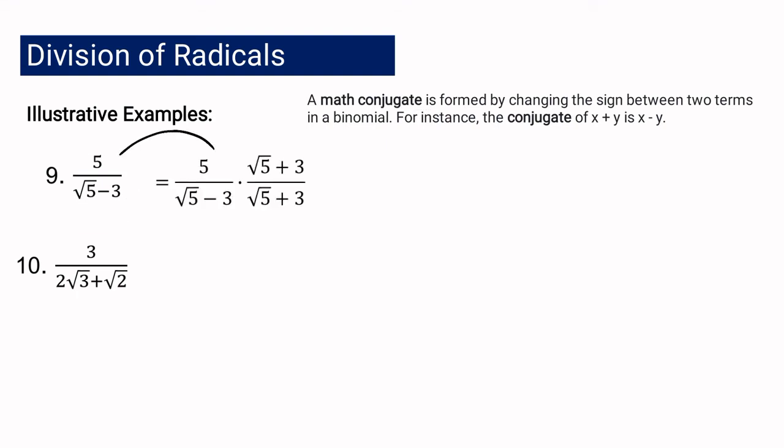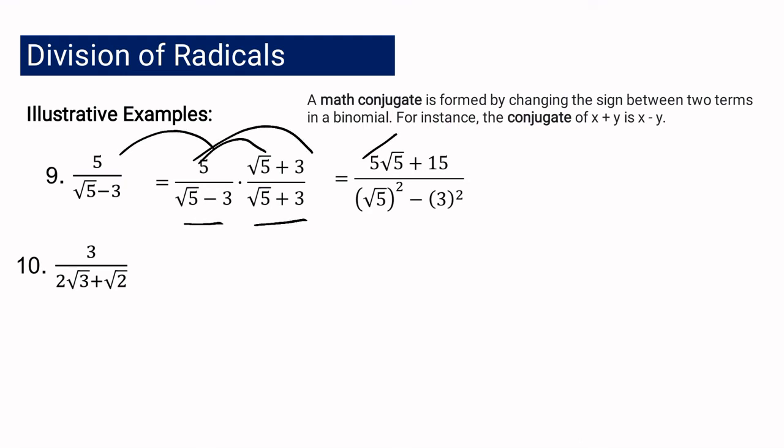So, ito rin yung ating expression. Minultiply natin sa conjugate, at ang conjugate ng square root of 5 minus 3 is square root of 5 plus 3. Let us see what will happen if we multiply it by the conjugate of the denominator. We have here a monomial and then binomial. So, you are going to use here, yes, distributive property. So, 5 times square root of 5 is 5 square root of 5, and 5 times 3 is 15.